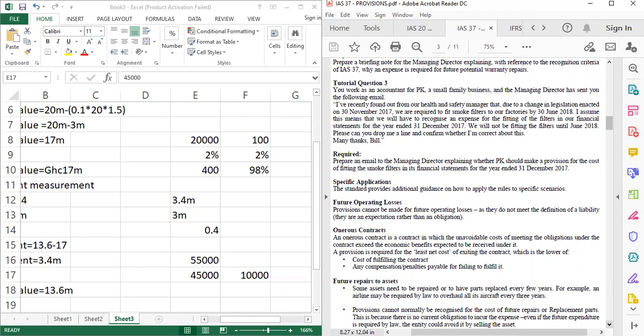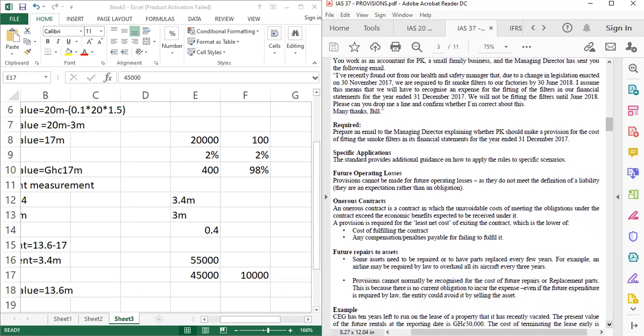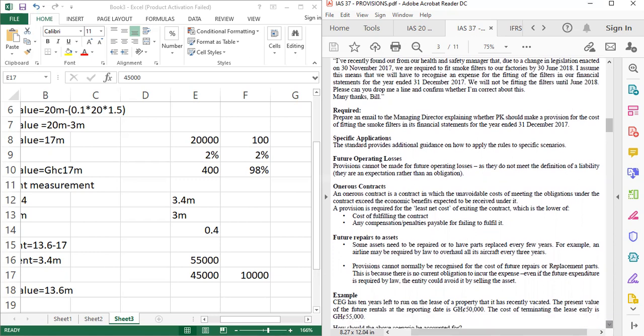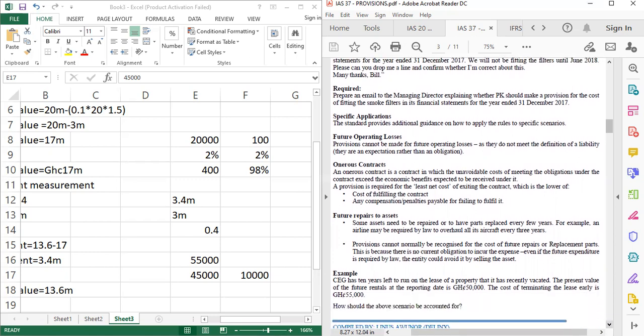So you only pay for the repairs as and when you incur them. This is because there is no current obligation to incur the expense. Even if in the future the expenditure is required by law, the entity could avoid it by selling the assets. Even if there is a present obligation, the entity can avoid it by selling off the assets. So the provision that we have made becomes useless. All right. So when you have future repairs and those things, don't make provision. Even if there is a legal obligation, or it is part of the policies of the company, they can avoid that by selling off the assets. So therefore, no provision should be made.